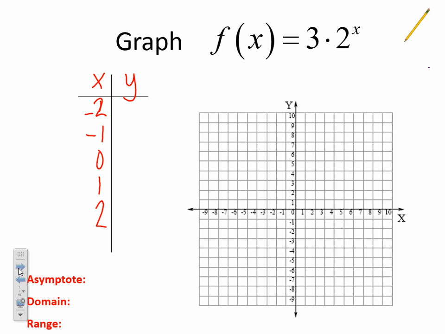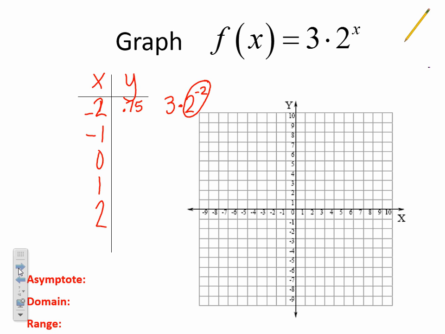So for this first one, if I plug in -2, it would look like this, 3 times 2 to the -2 power. Be careful, only the 2 has the exponent, not the 3, so it's not 6 to the -2. It's 3 times 2 up to the -2 power when you type it in your calculator. And be careful, your calculator will probably give you a decimal here. This decimal is 0.75.